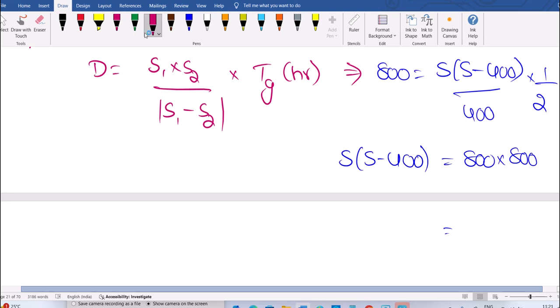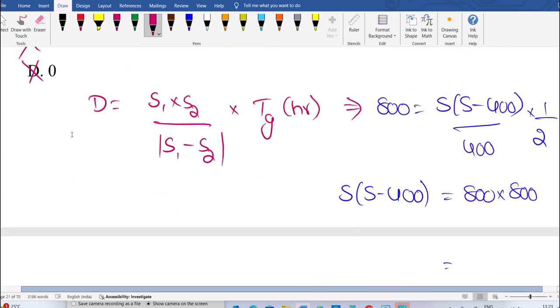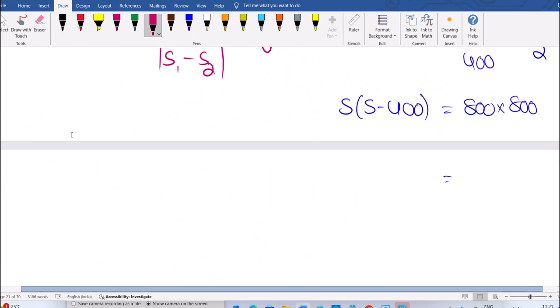When you know the S value, what is the advantage, sir? You want the original time. Time is distance by speed. If you know S divided by S, you will be done with the question. If you know the S value, you can handle it. What is S here?